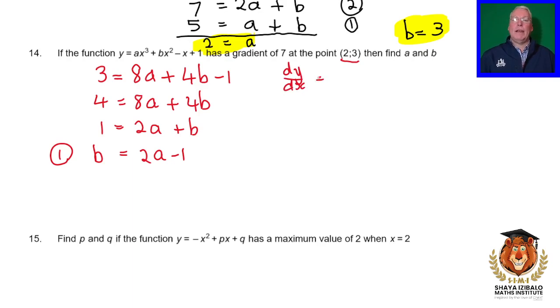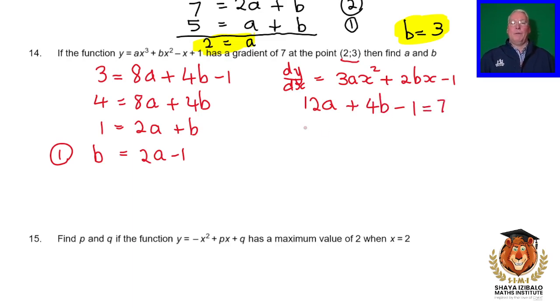And that's going to be 3ax squared plus 2bx minus 1. Okay, and when we put 2 into here, we must get 7. All right, so 2 squared is 4, so we get 12a. We're going to get 4b minus 1 equals 7. Right, so in fact we're going to get 12a plus 4b equals 8.